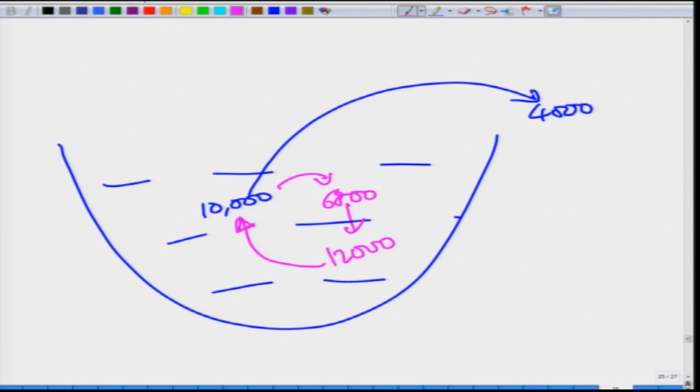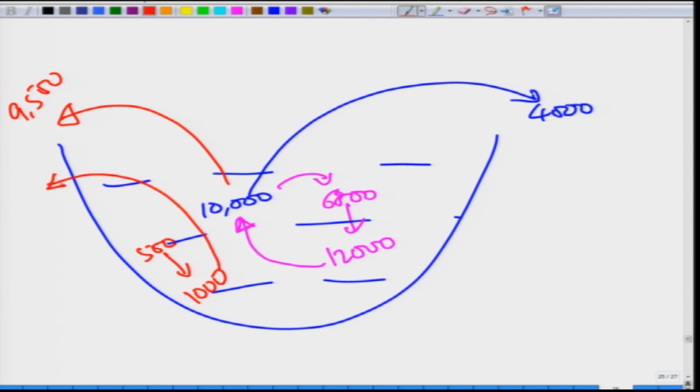But what happens if you do an unsustainable harvest, if you do an over harvest? So, what you are doing in the second scenario is that in place of taking out 4,000 fish, you are taking out say 9,500 fish. So, in this case only 500 fish remain in the system. Now, these 500 fish are again doubling in population size. So, they are now becoming 1,000 fish.